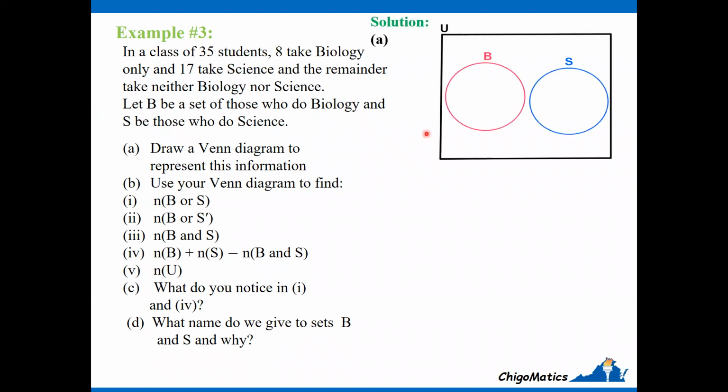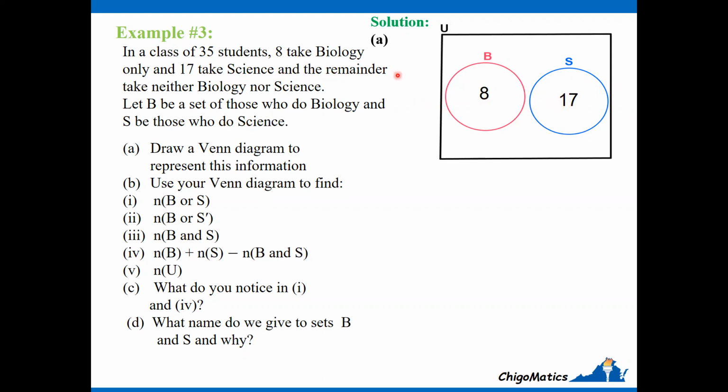So if I'm to start putting up the Venn diagram, set B and set S are not together. They don't have an intersection. Now, I wanted to place those who take biology, and I'm told there are 8. So I place the 8 here. Then 17 take science. So I place the 17 here. Right? Now, I'm done with that.